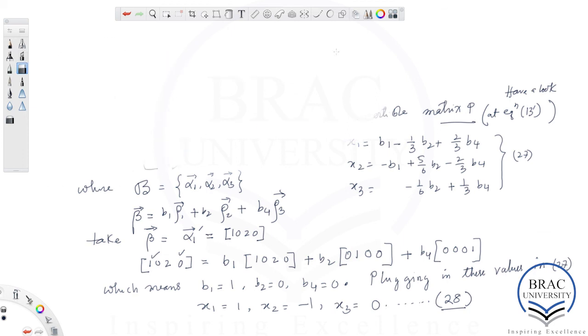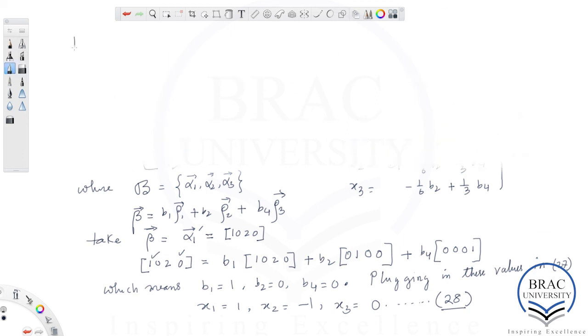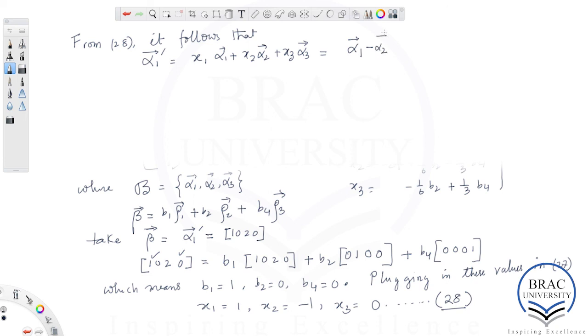So let me clear this part. So from 28, it follows that alpha 1 prime, okay, we took beta to be alpha 1 prime, right? Alpha 1 prime is equal to x1 alpha 1 plus x2 alpha 2 plus x3 alpha 3, right? And plugging in these values of x1, x2, and x3 here, we got alpha 1 prime to be equal to alpha 1 minus alpha 2. Okay?